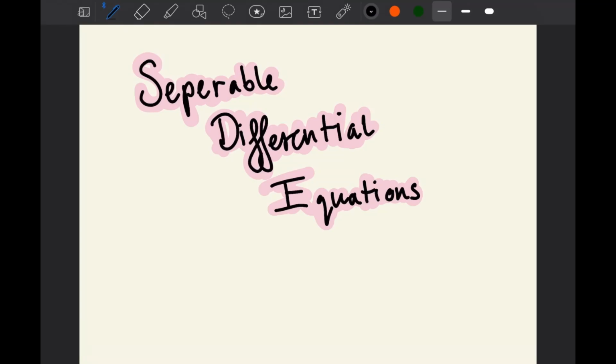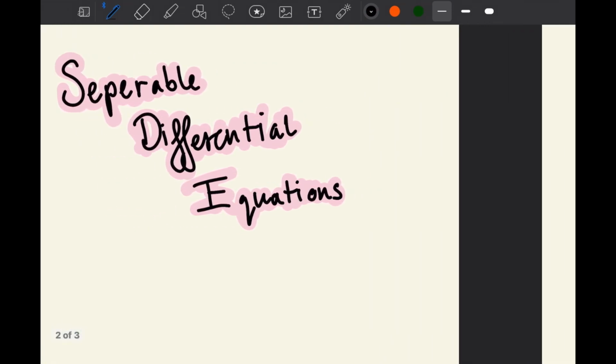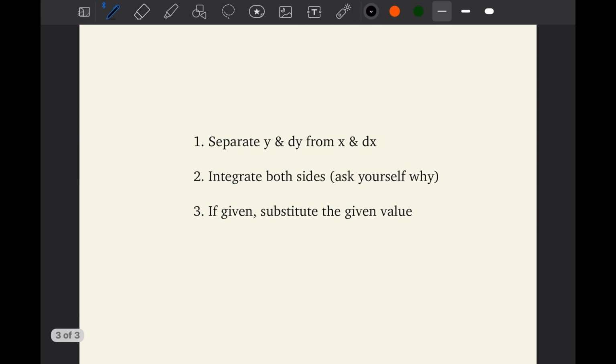Hello, and this week's video is going to be about separable differential equations and finding the solution to them, or like a partial solution to them. So first, let's go over the general method of approaching a differential equation.